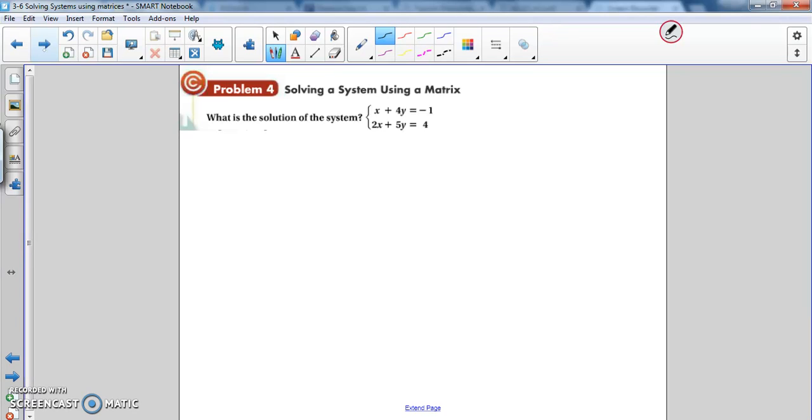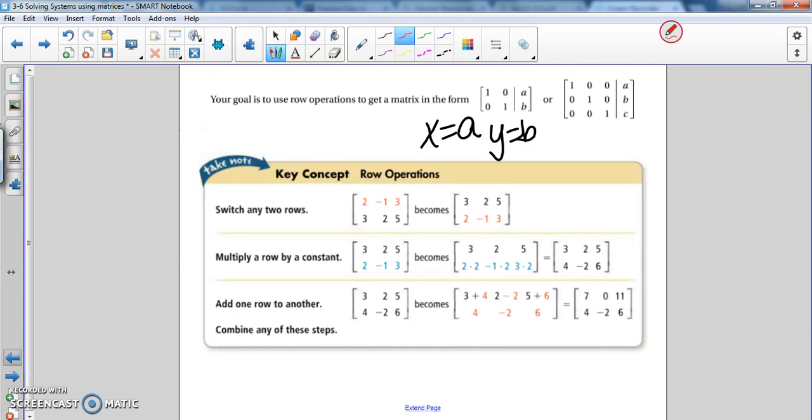So we are going to solve this system using a matrix. First, we're going to write the matrix for the system. We have 1, 4, -1, 2, 5, 4. We have to remember what our goal is. Our goal is to get that diagonal of 1 and the rest of the elements to be 0.